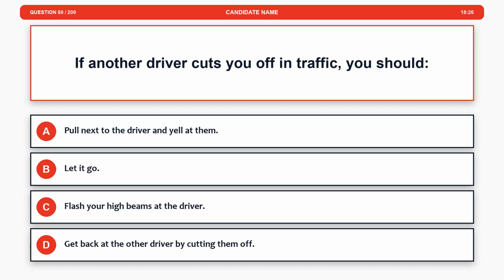Question 80. If another driver cuts you off in traffic, you should: option A, pull next to the driver and yell at them. Option B, let it go. Option C, flash your high beams at the driver. Option D, get back at the other driver by cutting them off.